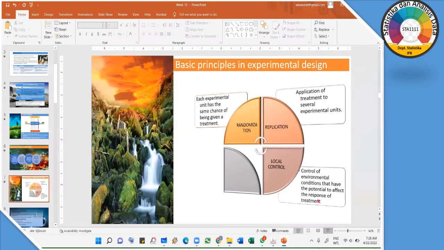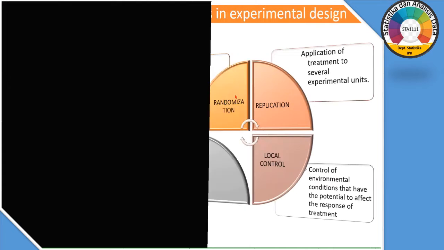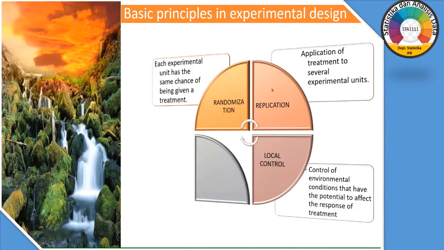So the first one is randomization, right? And then the second one is replication. And then the third one is local control. So what is randomization? Each experimental unit, so you can imagine this is like an experimental object, each experimental unit has the same chance to have a treatment. So it means you need to apply treatment on the experimental object at random.